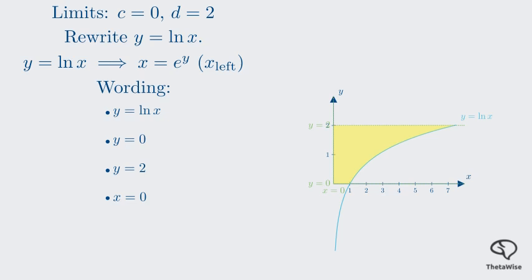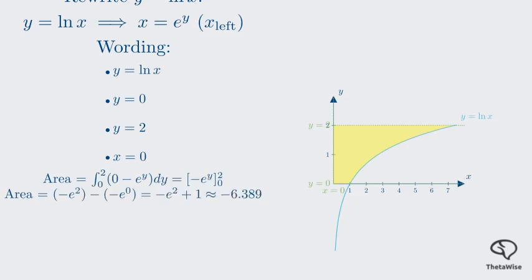It's almost always the case that you are integrating the rightmost minus the leftmost. If the region is to the left of the y-axis and right of x equals e to the y, then x right is 0 and x left is e to the y. Let's check the result with this setup. The integral would be from 0 to 2 of 0 minus e to the y dy. This gives negative e to the y from 0 to 2, which is negative 6.389. As expected, a negative area.